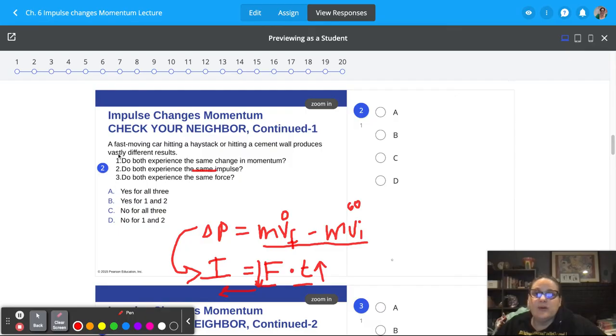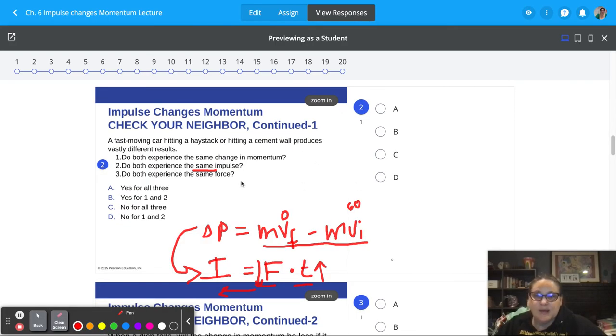So the question is, would they have the same change in momentum? Yes, they would. Would they have the same impulse? Yes, because by definition, change in momentum is equal to impulse. And then do both experience the same force? And this is where they're different. That would be false. They do not experience the same force, which is why it's different, hitting a haystack and stopping versus hitting a cement wall.